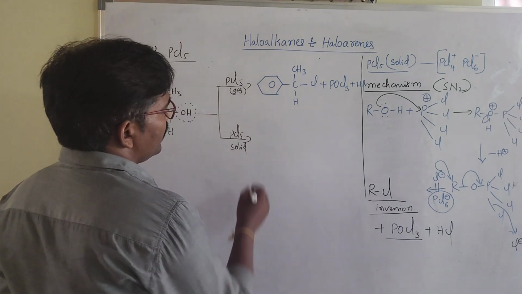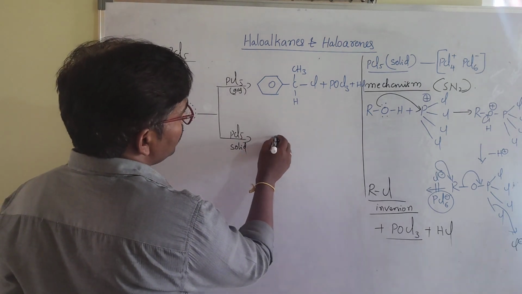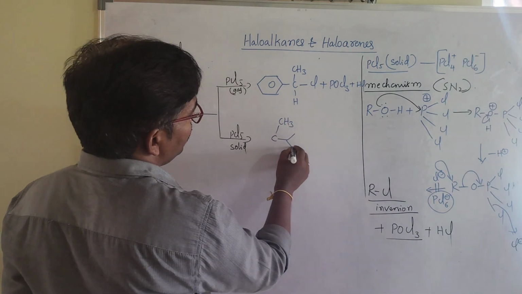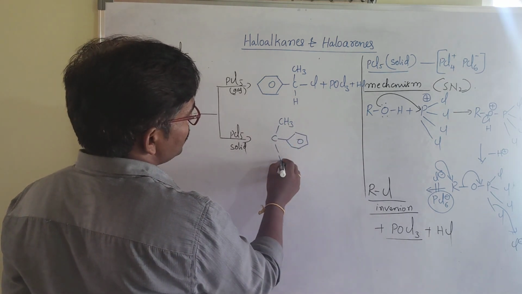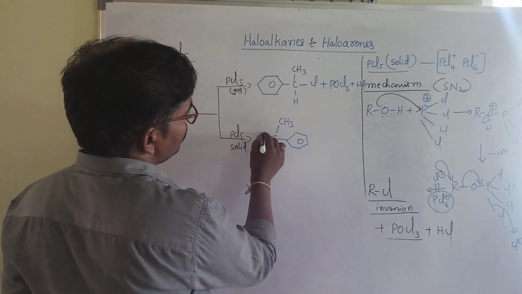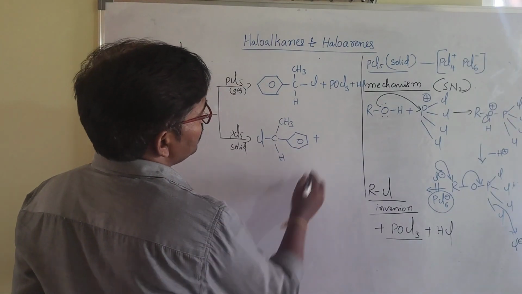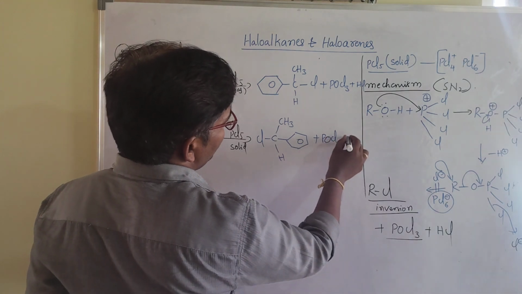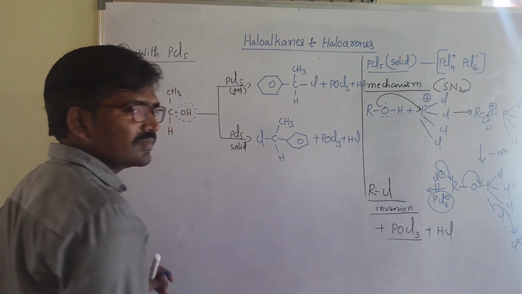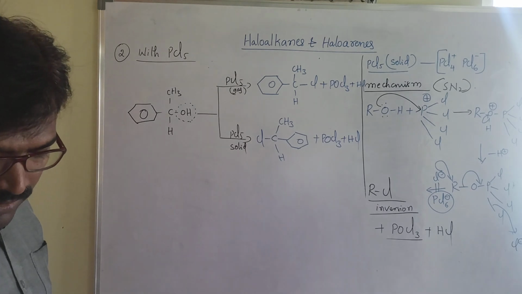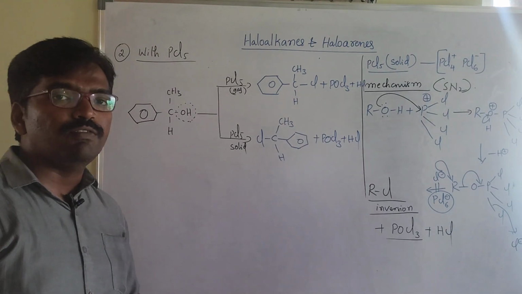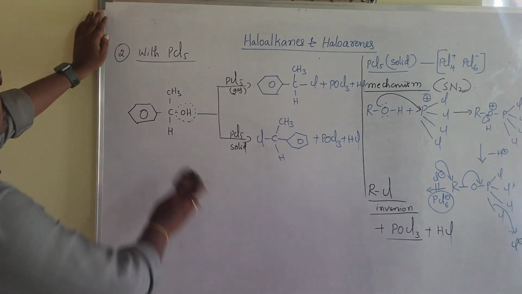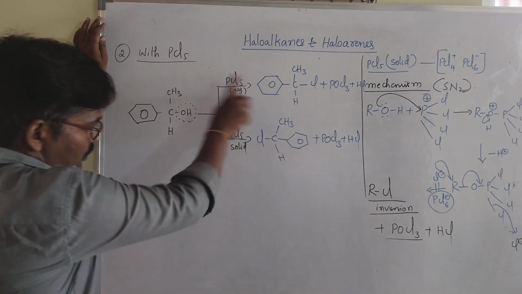Then here, sir, it is retention configuration, inversion configuration. Sir, phenyl group is there, then H is there, then here chlorine will be attacked. Remaining products are what? Yes, POCl3 is there, plus HCl is there, right? Clear? Yes. So this is what happens when PCl5 is used. Then second one is with PCl3. With PCl3, how does it happen? Just note this.